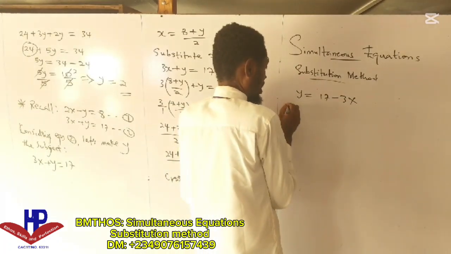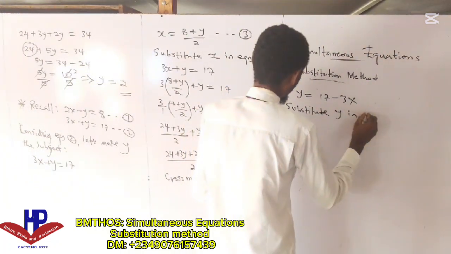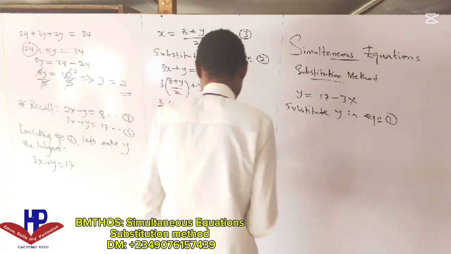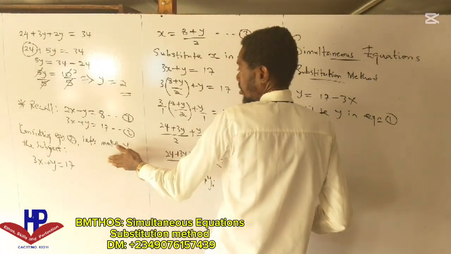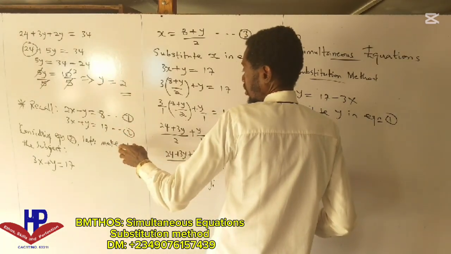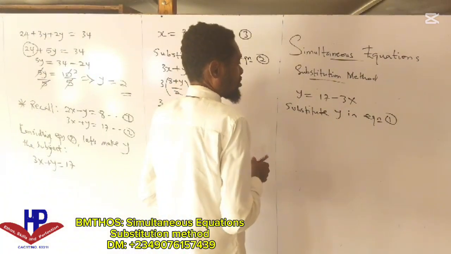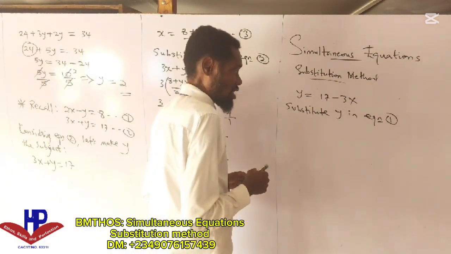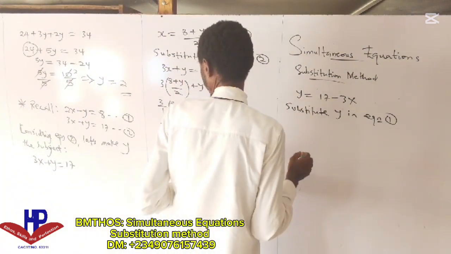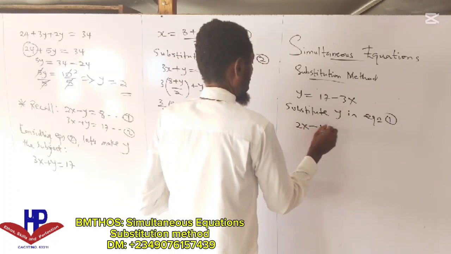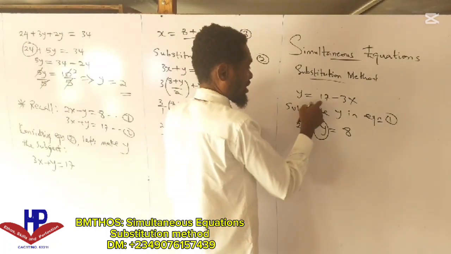If that is true, then substitute y in equation 1 this time. Remember, it was equation 2 that we made y the subject from. So this time around, you'll be substituting the value of y, which is this one, in equation 1. So anywhere you see y in equation 1, you have to write 17 minus 3x. And equation 1 states 2x minus y is equal to 8. So in place of y, I'm to write 17 minus 3x.